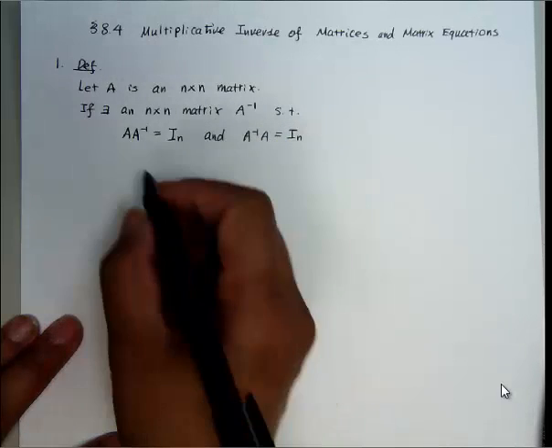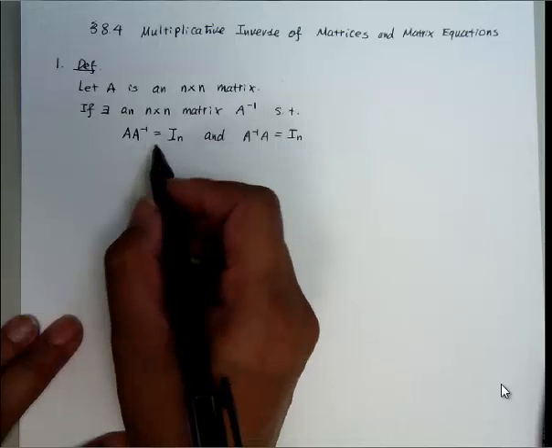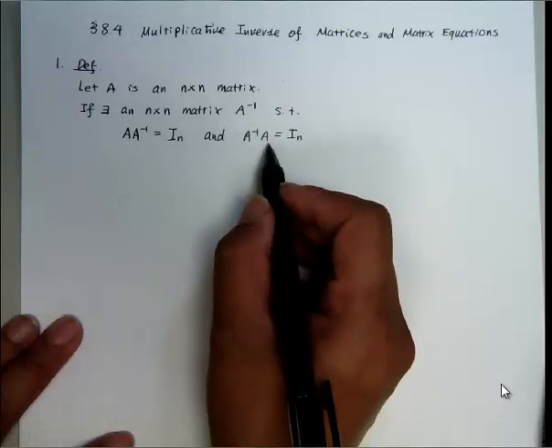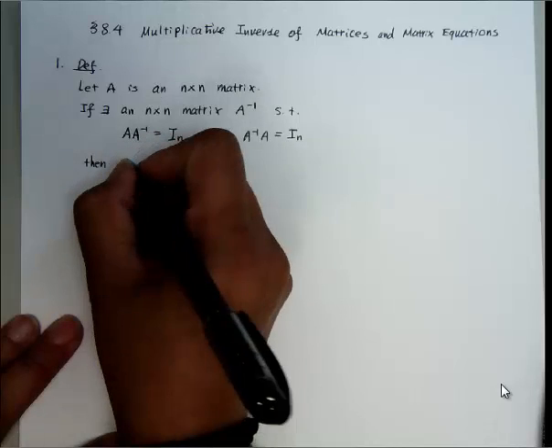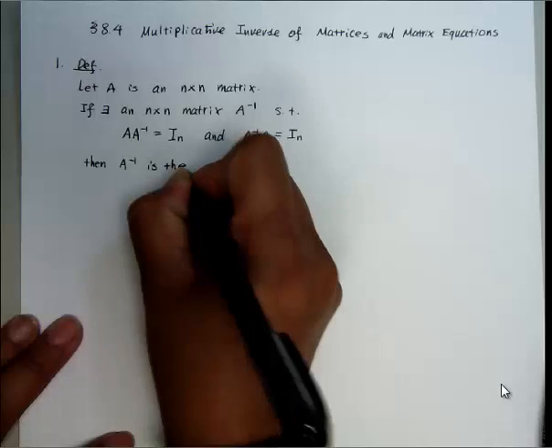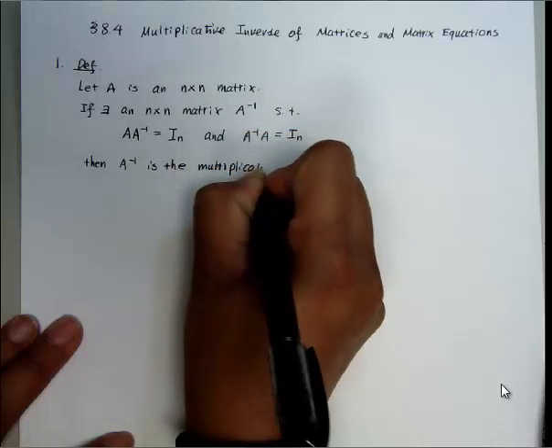Let's remember, for matrix multiplication we don't have the commutative property, so it's very important to check A times A inverse and A inverse times A. If these two conditions are satisfied, then we call A inverse the multiplicative inverse of the matrix A.